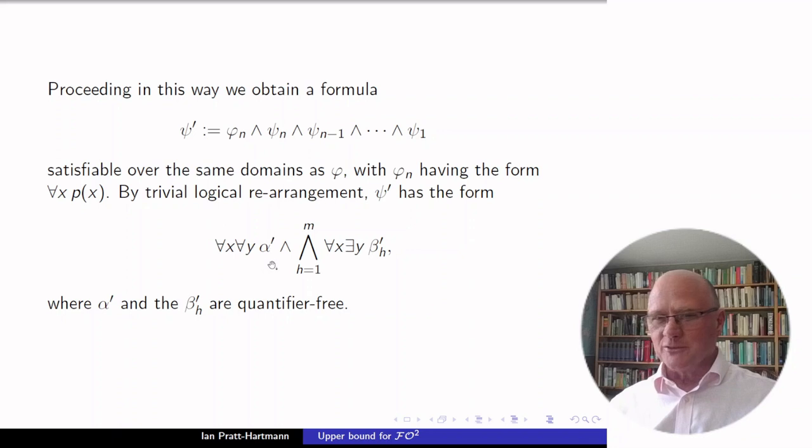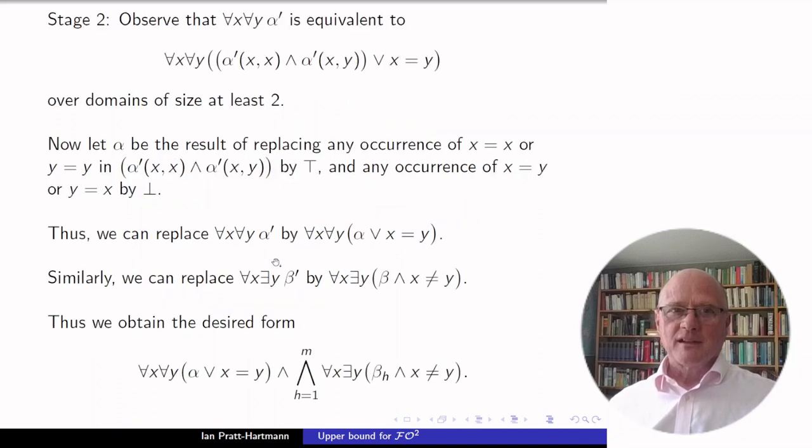This isn't quite the normal form we want, but it's close. Okay, so the next stage. So let's have a look at this conjunction for all x for all y alpha prime.